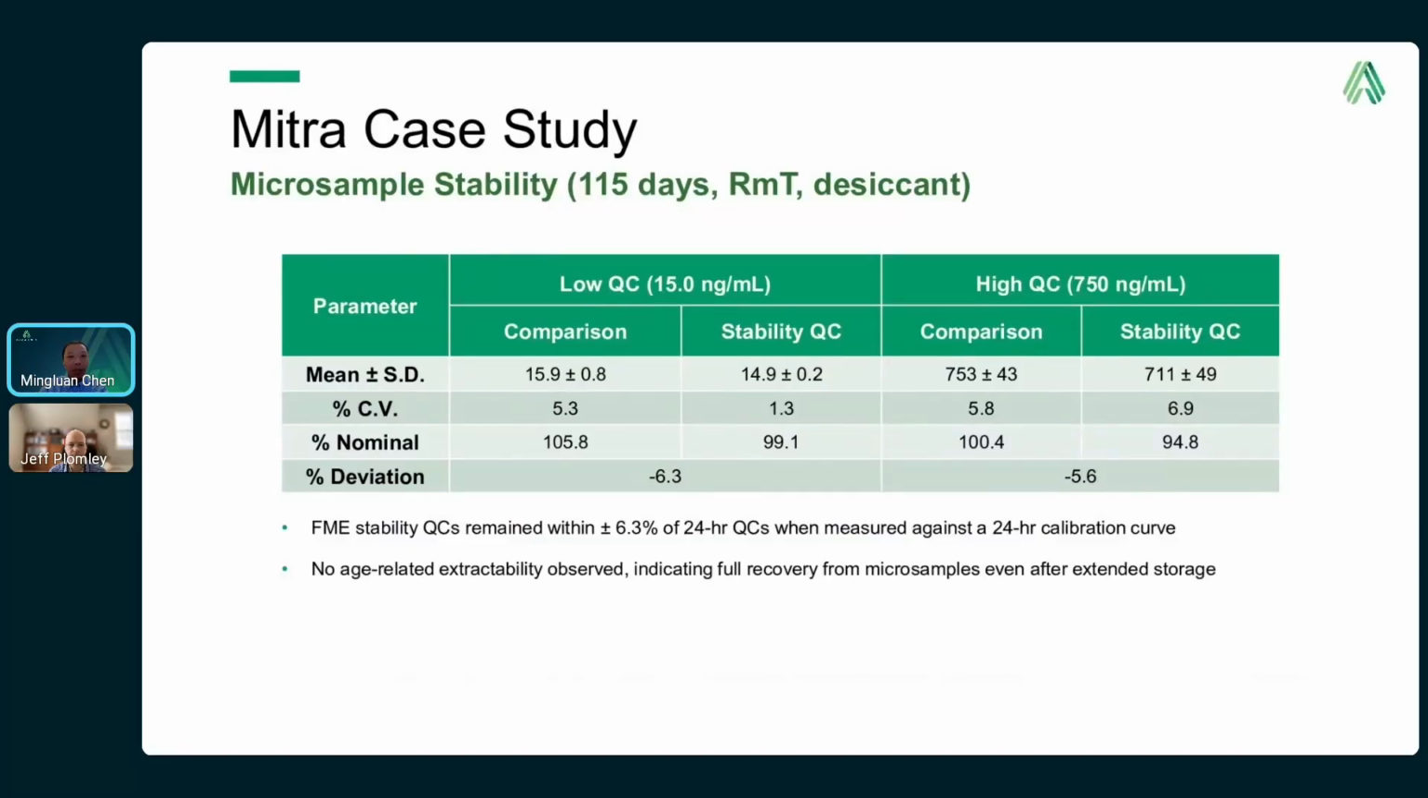Microsample stability was also evaluated over 115 days at room temperature with desiccant. Stability QCs remained within 6.3% deviation of the 24-hour controls. This result indicates low age-related extractability even after extended storage.